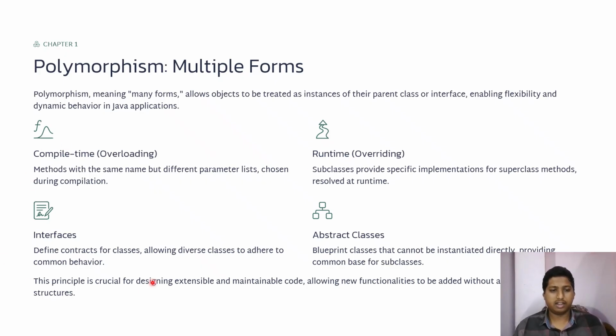And interfaces. Interfaces can also be considered in polymorphism for defining constructors in a class, allowing the class to adhere to common behavior, along with abstract classes.